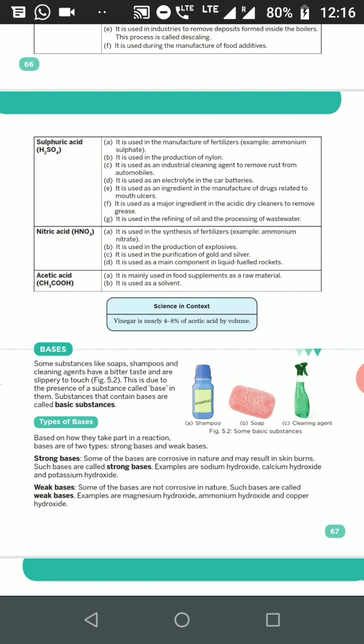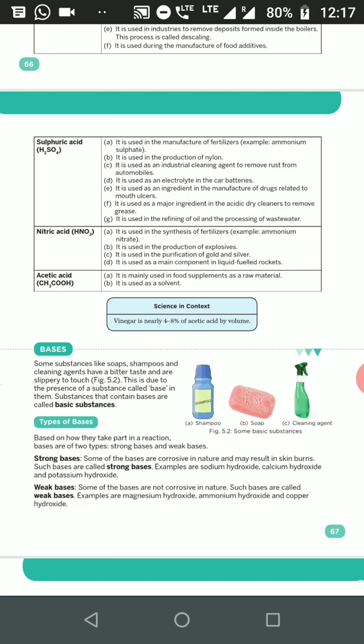Strong bases. Some bases are corrosive in nature and may result in skin burns. Such bases are called strong bases. The bases which are corrosive in nature means they can destroy things. Corrode means destroy something by chemical action. They are called strong bases, like sodium hydroxide, calcium hydroxide, potassium hydroxide.